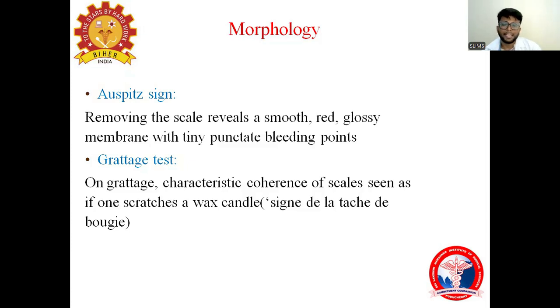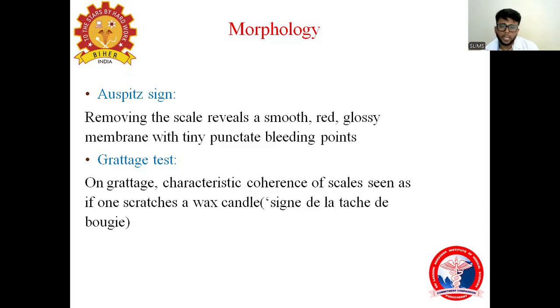So, what are the other classical signs in psoriasis? First one is the Auspitz sign. So, what is the Auspitz sign? On removing the scales, first you can see the glistening membrane, the Buckley's membrane. On removing that, we can see pinpoint bleeding. So, what is the rationale for the Auspitz sign? As we discussed in histopathology, we'll explain later.